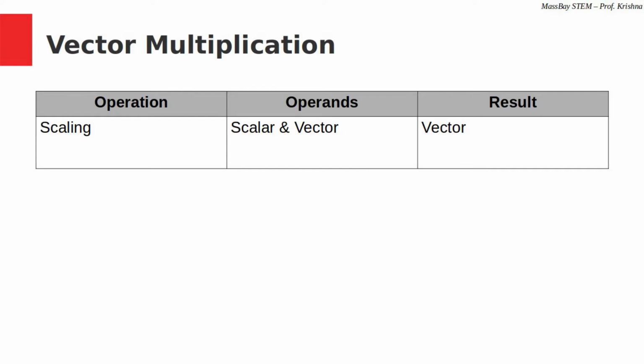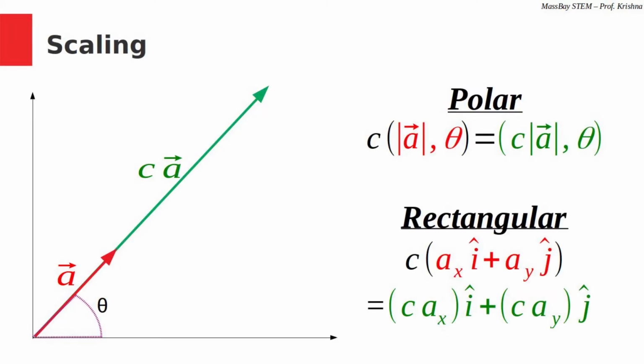In our early videos, we already saw a third form of vector multiplication, scaling. In scaling, a vector is multiplied by a scalar, a quantity with no direction. Scaling either changes the size of a vector or flips its direction. It can be done in either polar or rectangular coordinates.